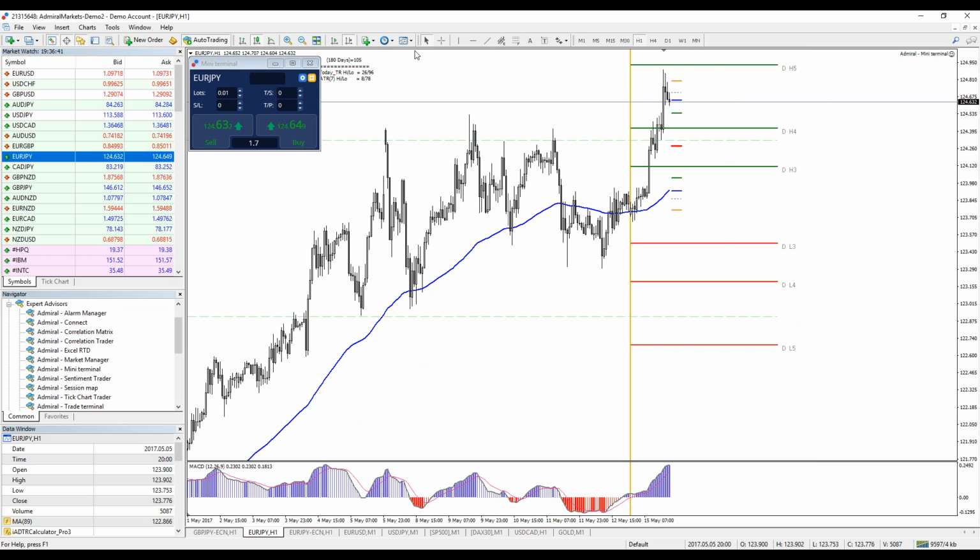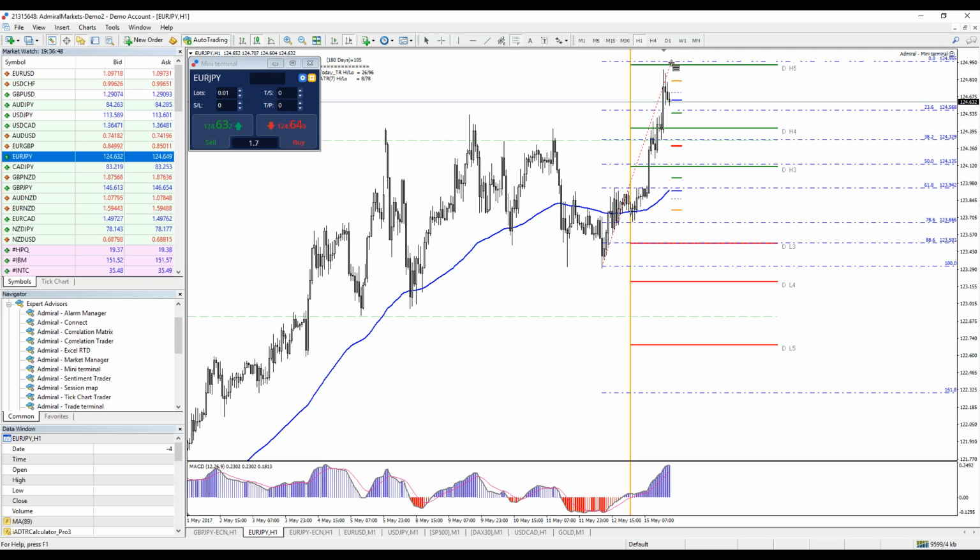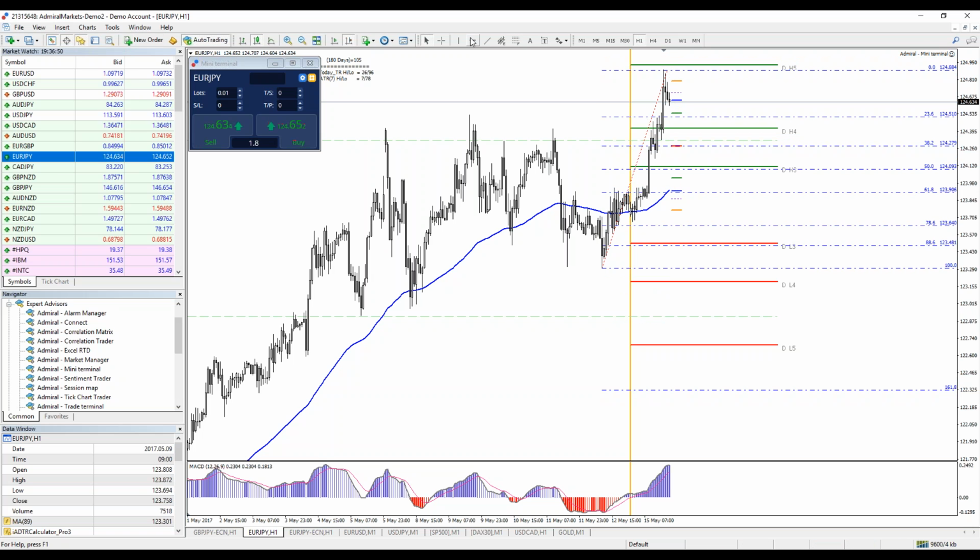124.10. Why 124.10? This is again confluence. We will put Fibonacci retracement from the double bottom. Always put Fibonacci from the left to the right, from the past to the present. Why? Because it will give you the future outcome. From past to present to have the future outcome.